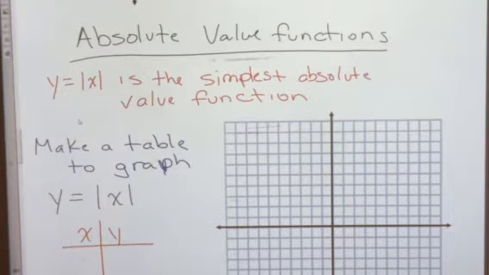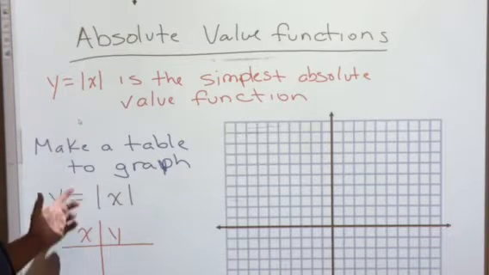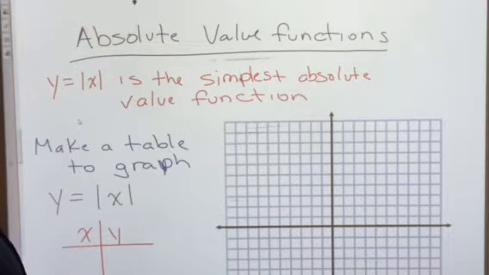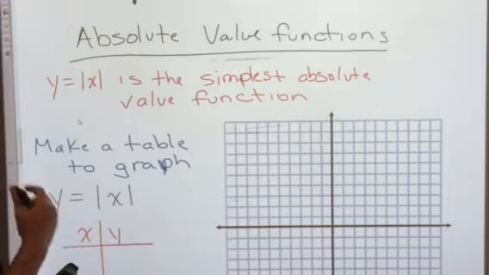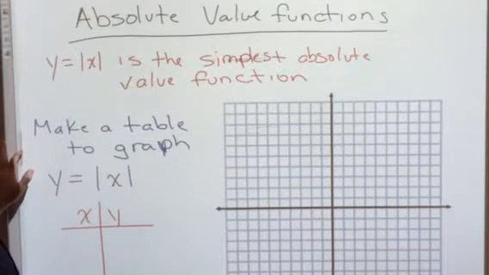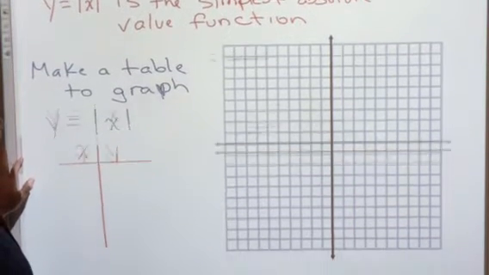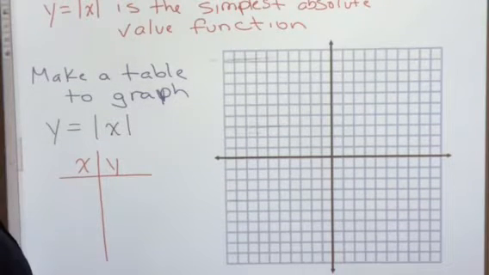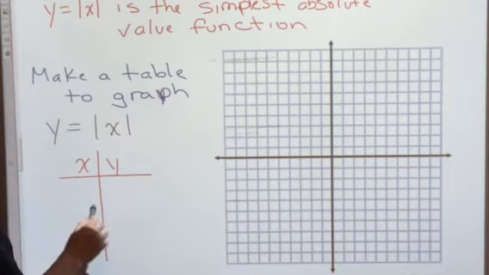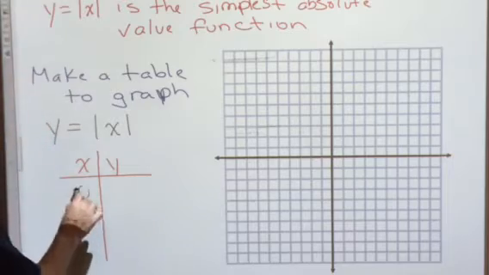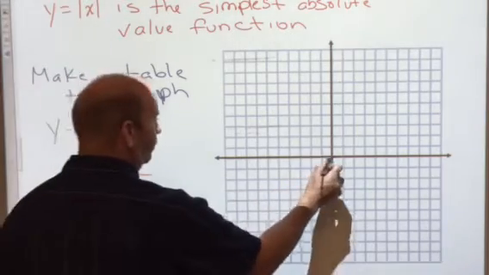Okay, so here we are back with section 6, absolute value functions. y equals the absolute value of x is the simplest absolute value function. To make a table to graph y equals the absolute value of x, when you plug in 0, the absolute value of 0 is 0. So you have this point.